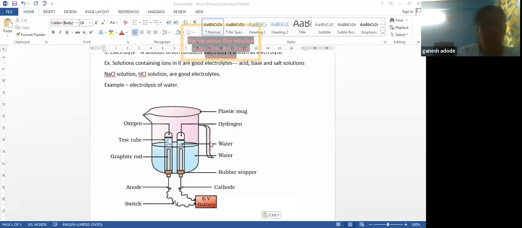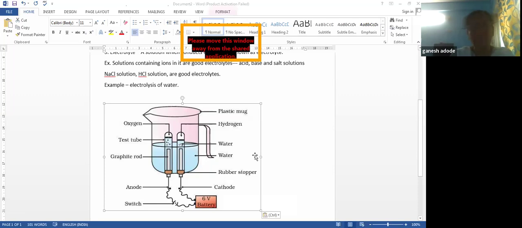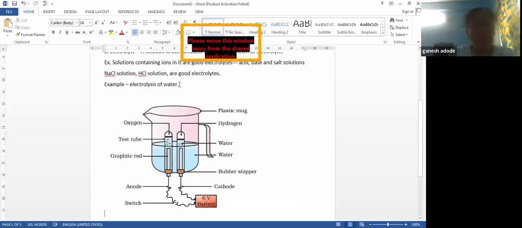Now see, in this case, water is there. You remember, it is pure water. It is a poor conductor of electricity, right? Pure water is a poor conductor of electricity. And therefore, in this case, we are using the water along with adding some pinch of salt within it, or we are going to add a little bit of acid within it, or a little bit of base within it, right?